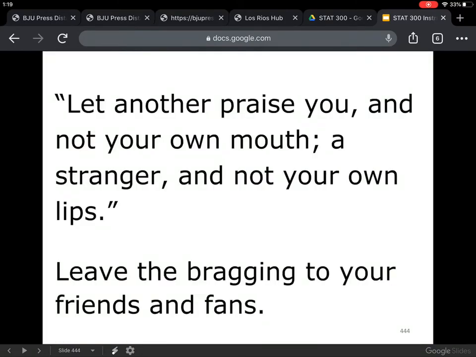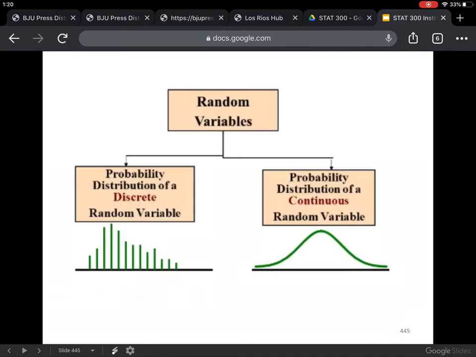Let another praise you and not your own mouth, a stranger and not your own lips. Leave the bragging to your friends and fans. And I really hope that you get this in this section, that you understand everything, but remember to just stay humble. Stay humble in all things. Leave the bragging to your fans and your friends. That's the best way to go.